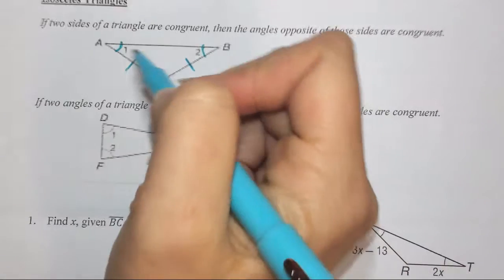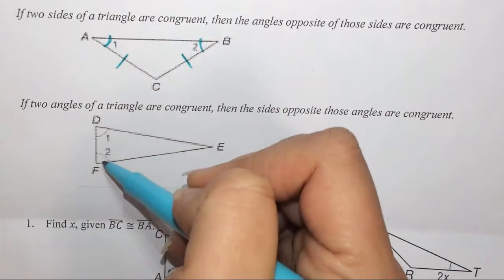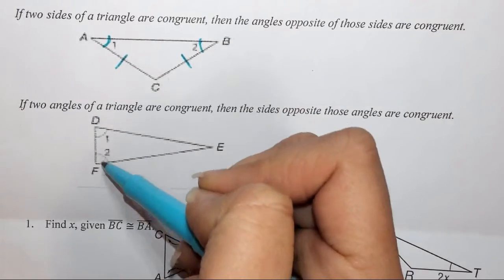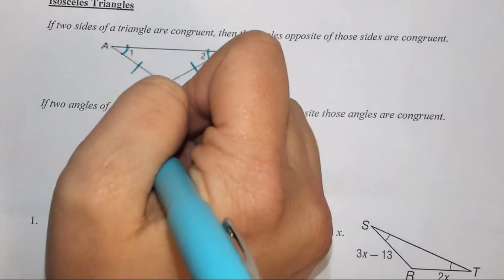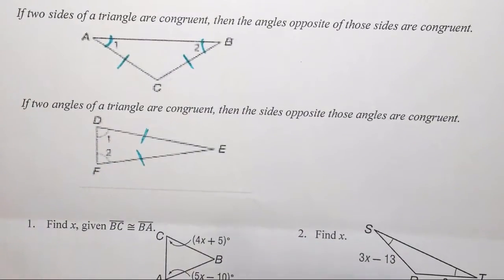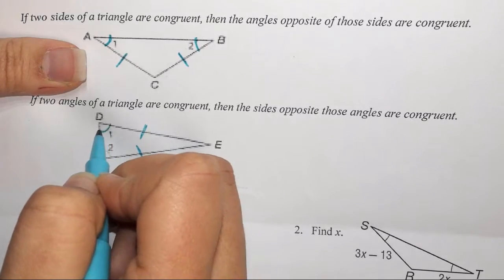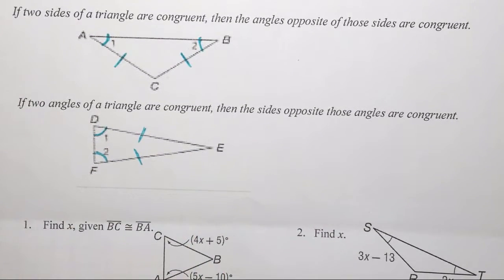Alright, now, we said that angle 1 and angle 2 are congruent because the opposite sides are congruent. Now, the opposite is true. If two angles are congruent, then the opposite sides are congruent. So, DE is congruent to what? FE. Take a point. Because these two are congruent, that means that the opposite sides are congruent.